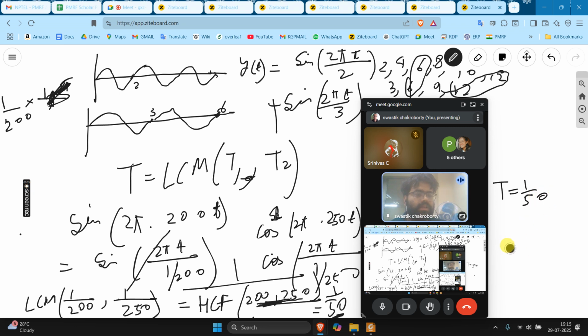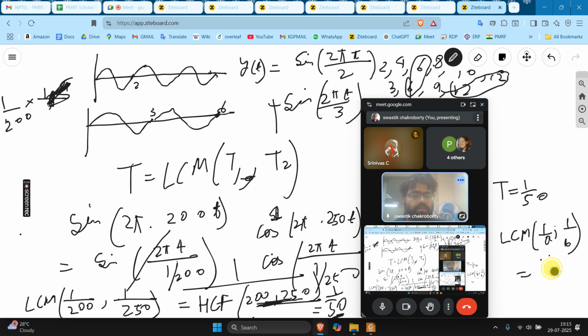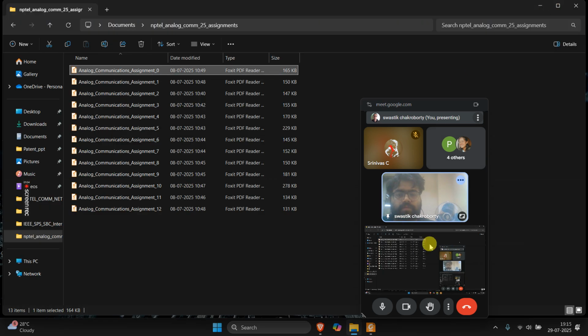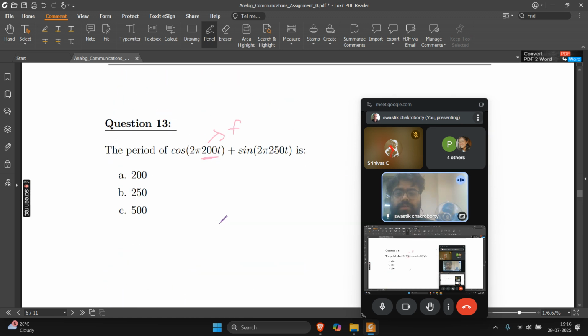So basically, the LCM of 1 by A and 1 by B is nothing but 1 by the HCF of A and B. HCF or GCD, however you say. So here the GCD of 200 and 250 is 50. So the correct answer is 1 by 50, not 1000. What is given here? So it is 1 by 50. The correct answer is option E, 1 by 50.